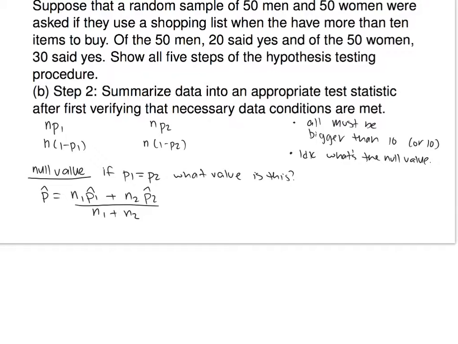Okay. To do that, holy moly, you need a lot of information. Like, you're going to need P1 hat. So what is P1 hat? 20 out of 50, which is 0.4, right? What is P2 hat? 30 out of 50, which is 0.6.